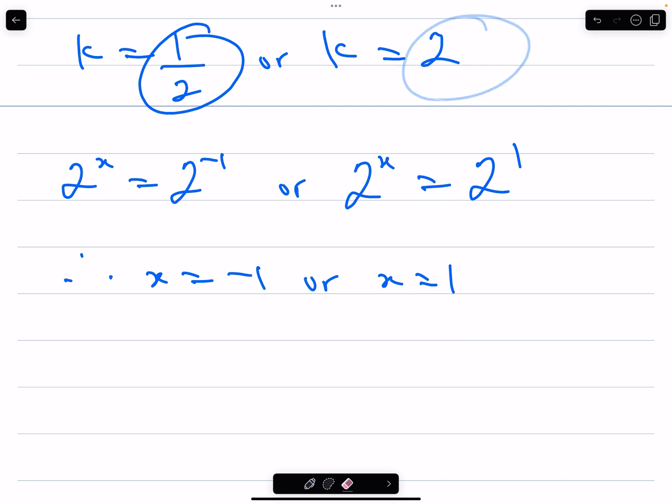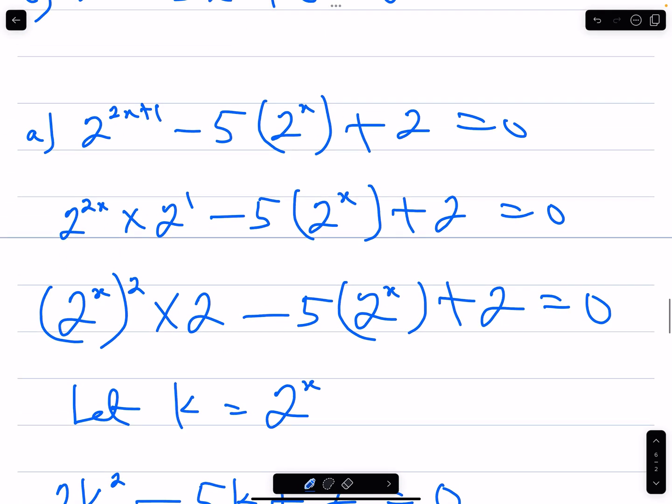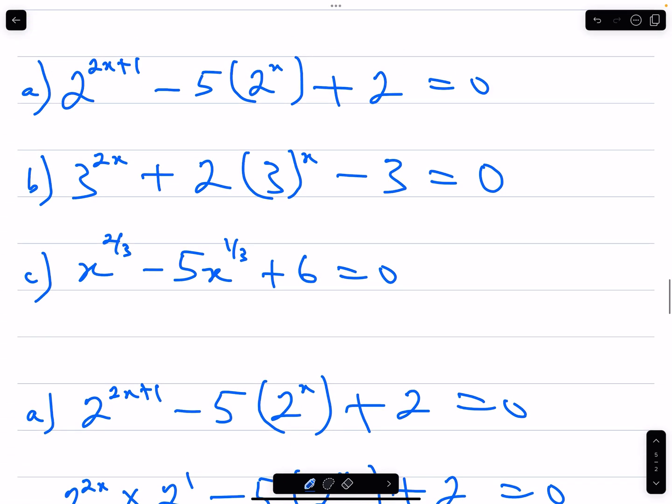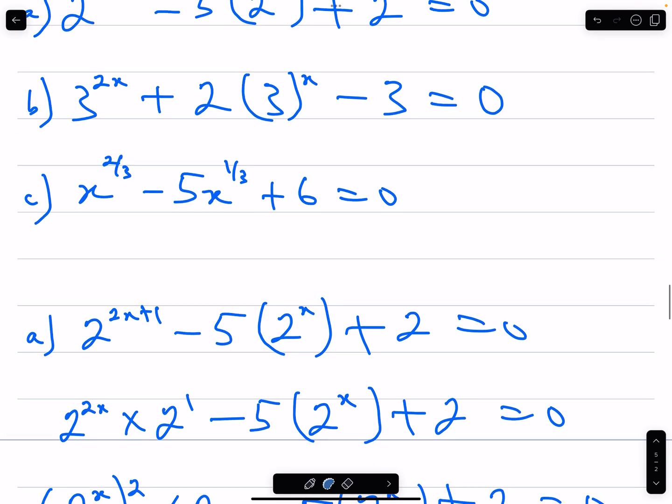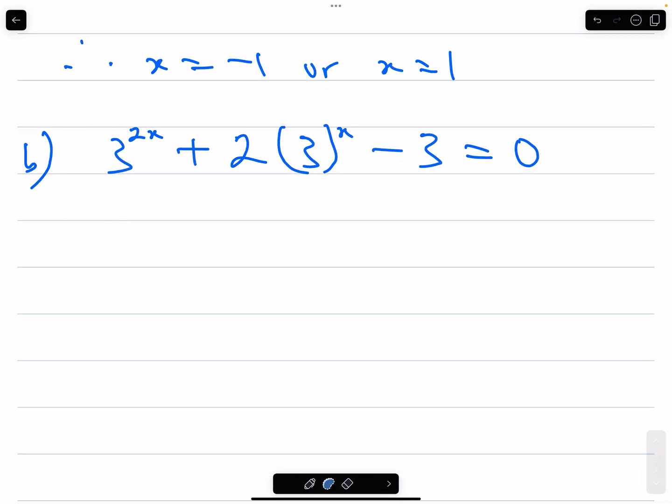And that's it, very, very simply. Wasn't that a piece of cake? Now let's go to the next. What's the next question? Solve 3 raised to the power 2x, plus 2 times 3 raised to the power x, minus 3 equals 0. And that's the question. There you go.